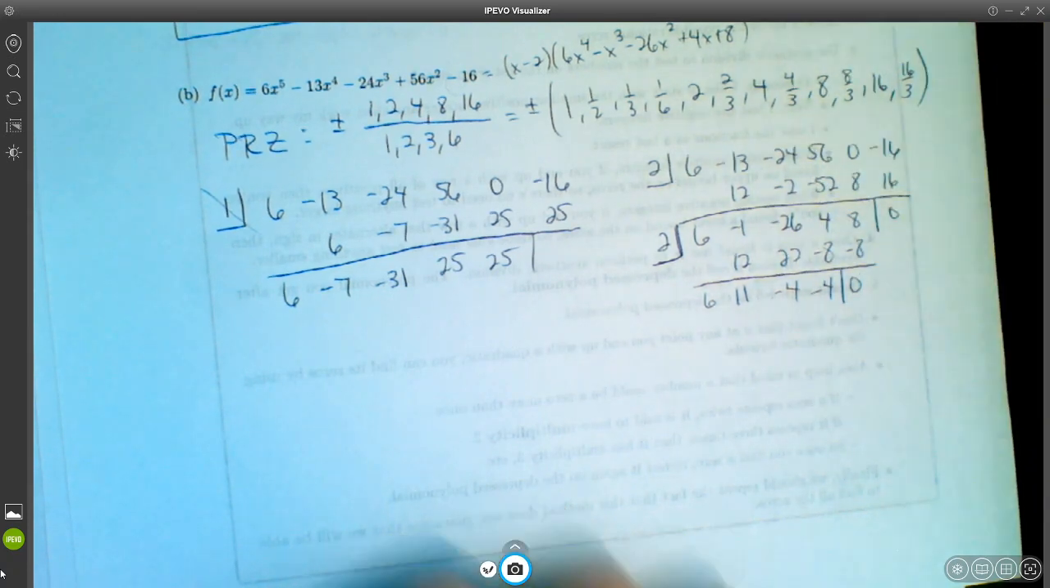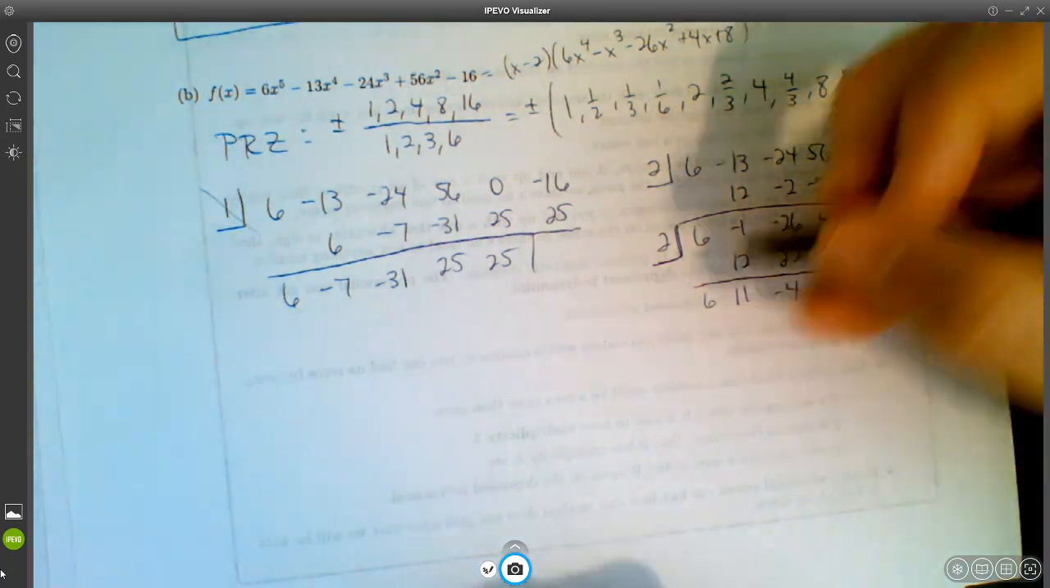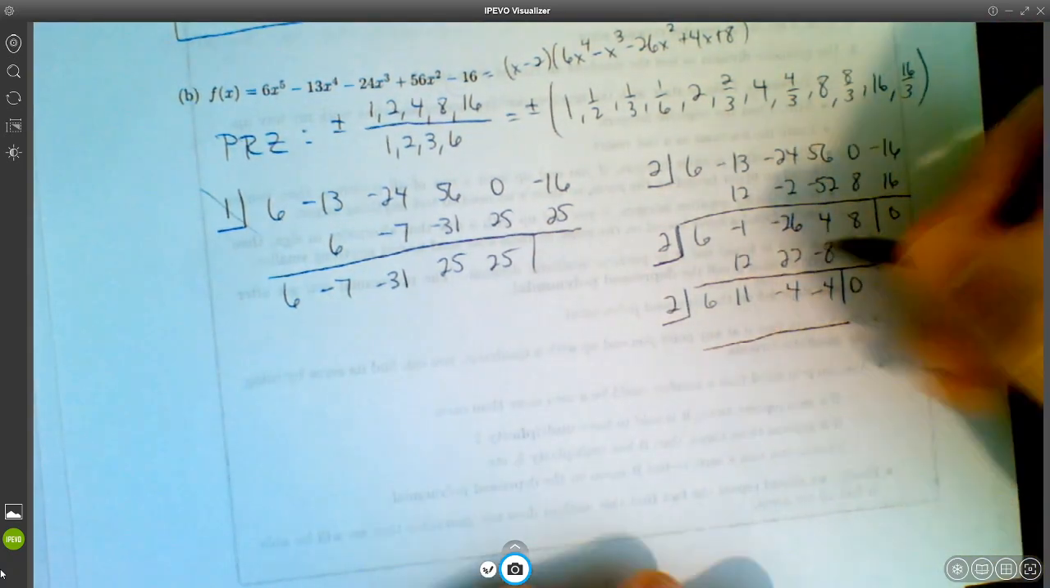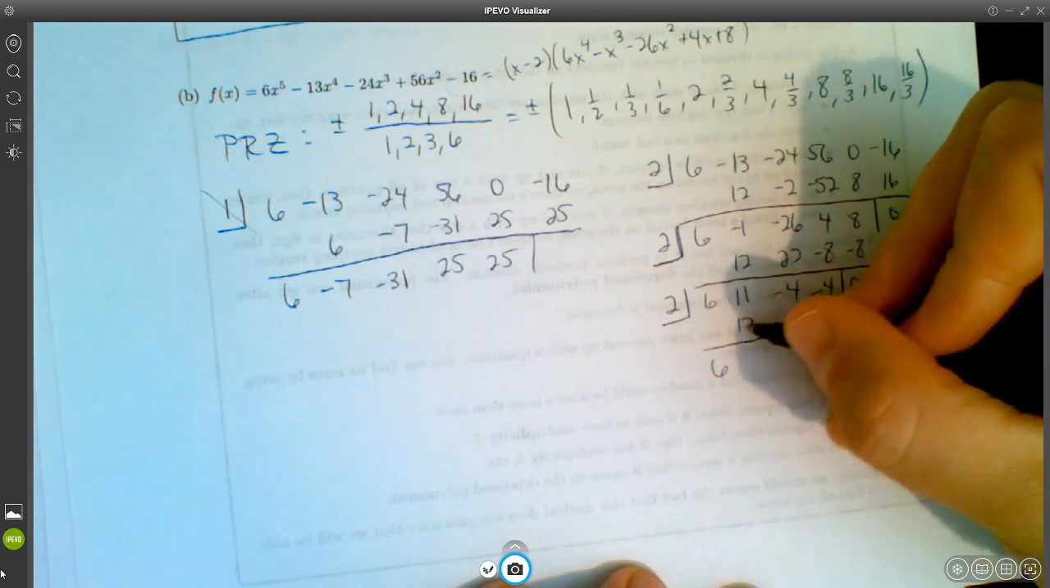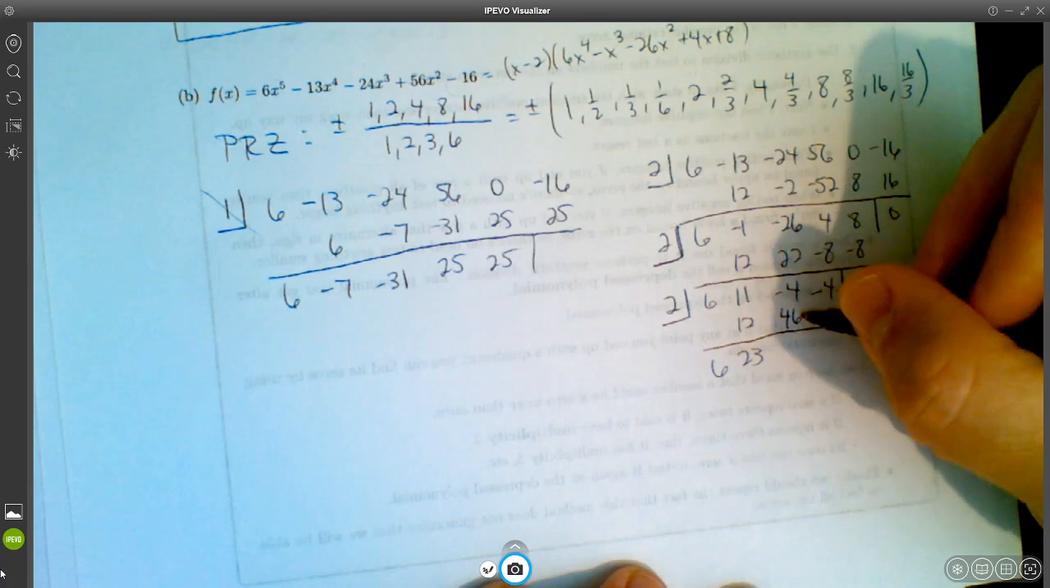Zero. Aha, sure enough. Right? So 2 is a 0 again. What am I going to be left with now? An x cubed. That's still too big. Let's see if 2 is another 0 again. Could be. I have a feeling it's not.